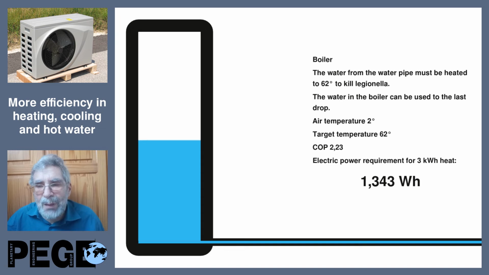And so with the heat pump, we have only a very low efficiency. The COP is only 2.23. And when we assume for a typical shower, 3 kilowatt hours of heat is necessary, we use for this 1,343 watt hours of electrical power. The advantage of the boiler system is that I can use the water up to the last water droplet inside. The water goes away and away to the shower, and suddenly there's no water there.